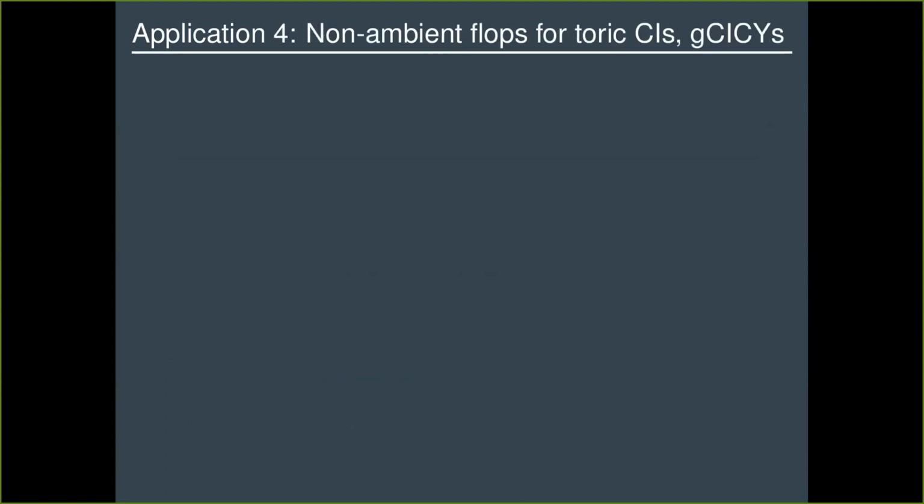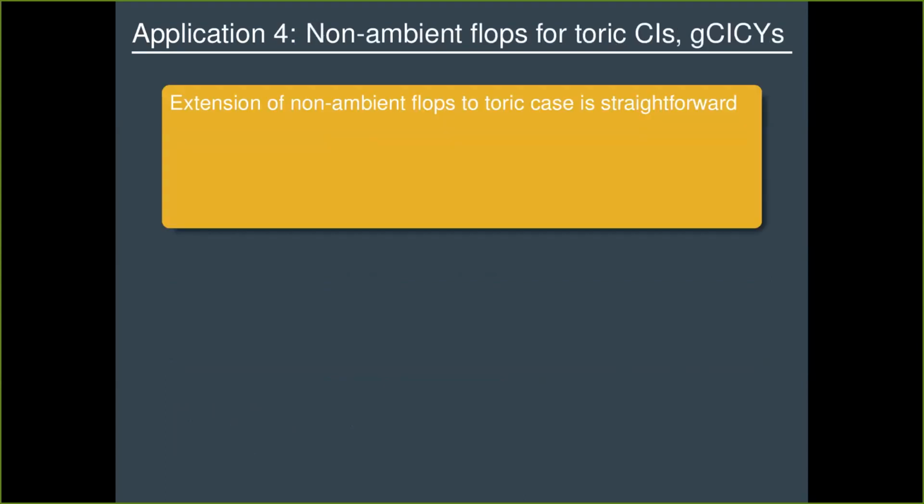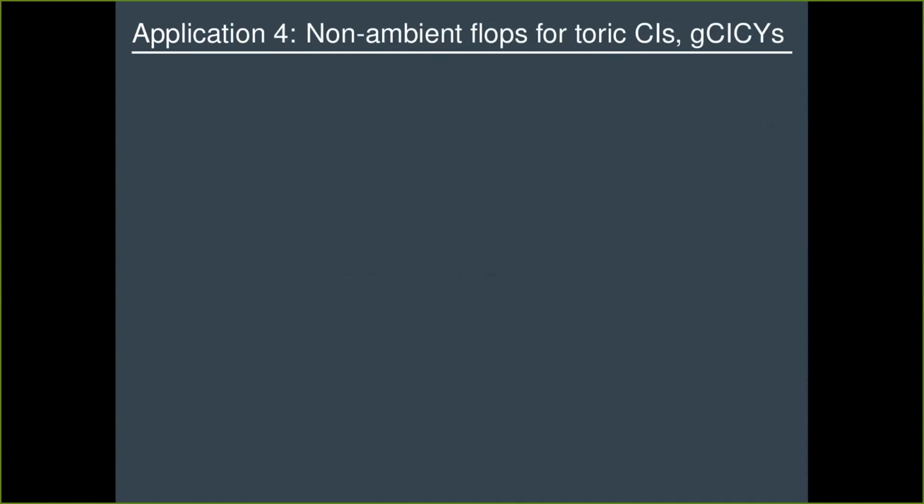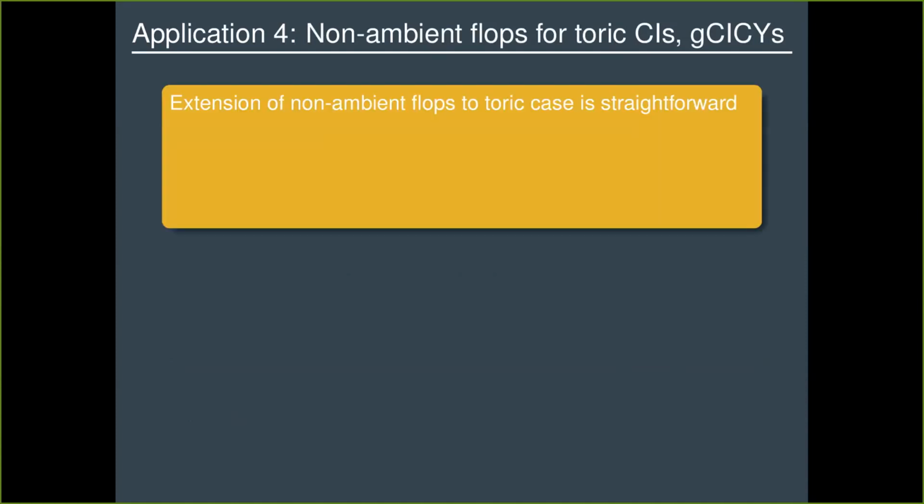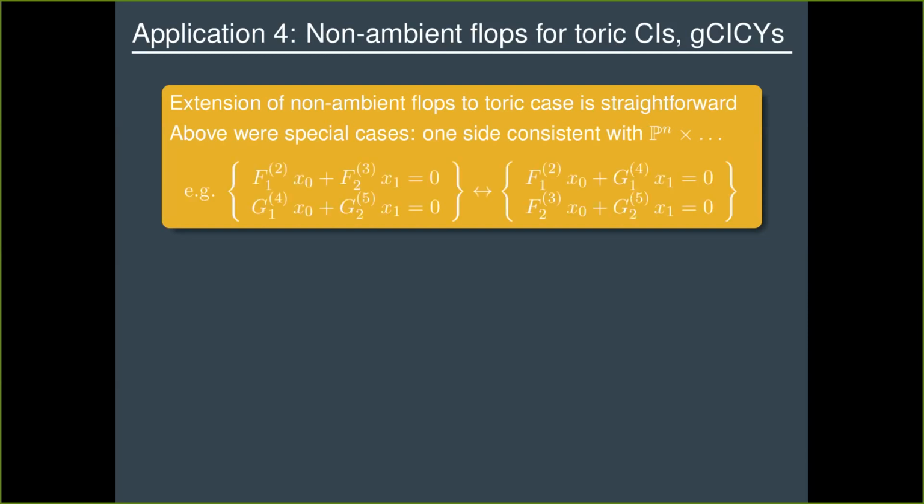Okay, the fourth application is to extend this to toric complete intersections and generalized CICYs, which I haven't discussed, but I'll explain in just a second. The extension to the toric case is actually super straightforward. The above were really special cases of toric cases where one side of the flop was consistent with having a product of projective spaces as the ambient space.